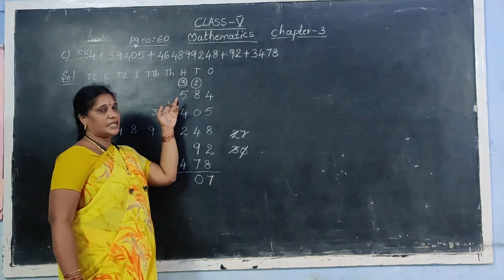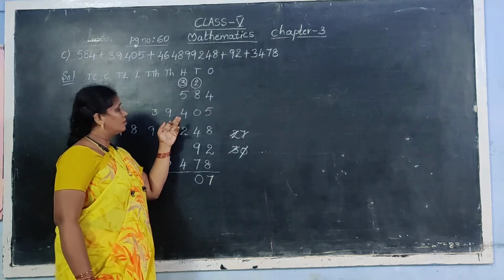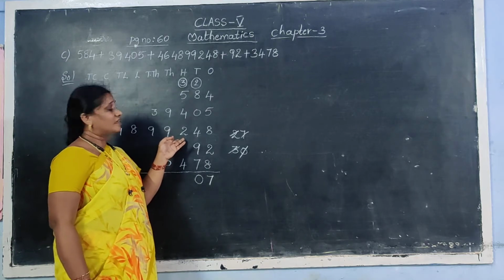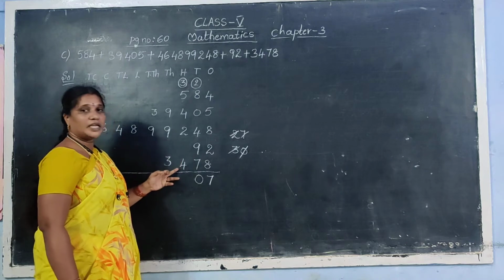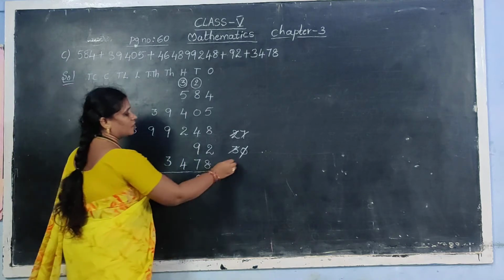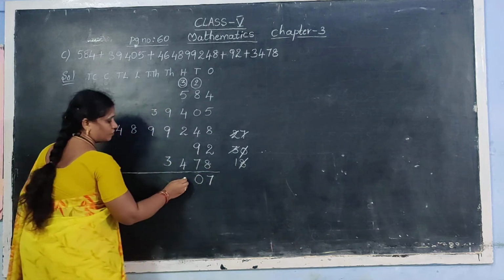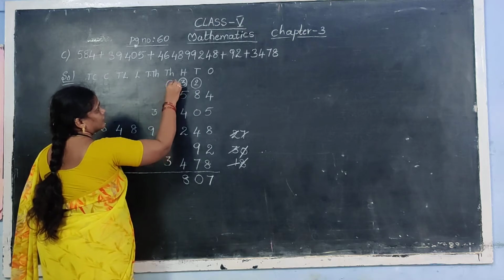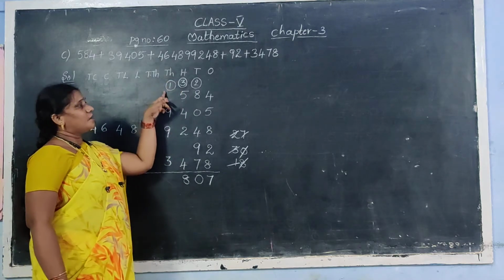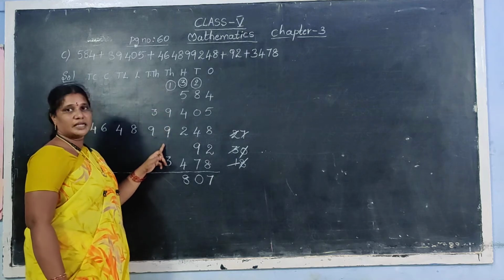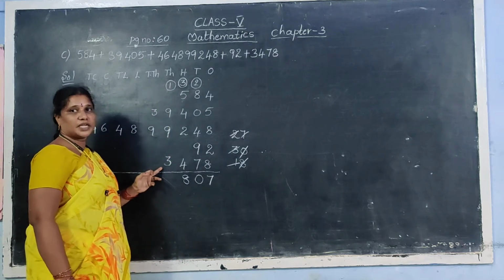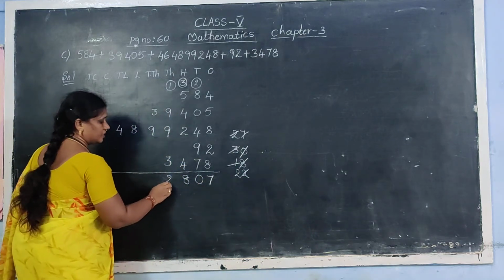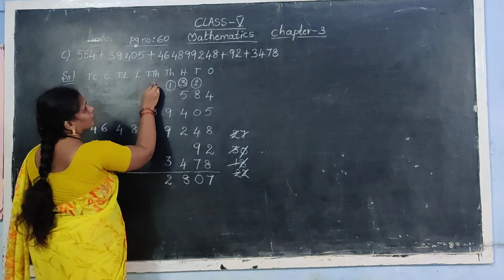3 plus 5, 8. 8 plus 4, 12. 12 plus 2, 14. 14 plus 4, 18. Writing 18 in rough. 8 in the answer, carry 1 to the next place. That is the 1000s place. 9 plus 1, 10. 10 plus 9, 19. 19 plus 3, 22. Write 2 in the answer, carry 2 to the next place.